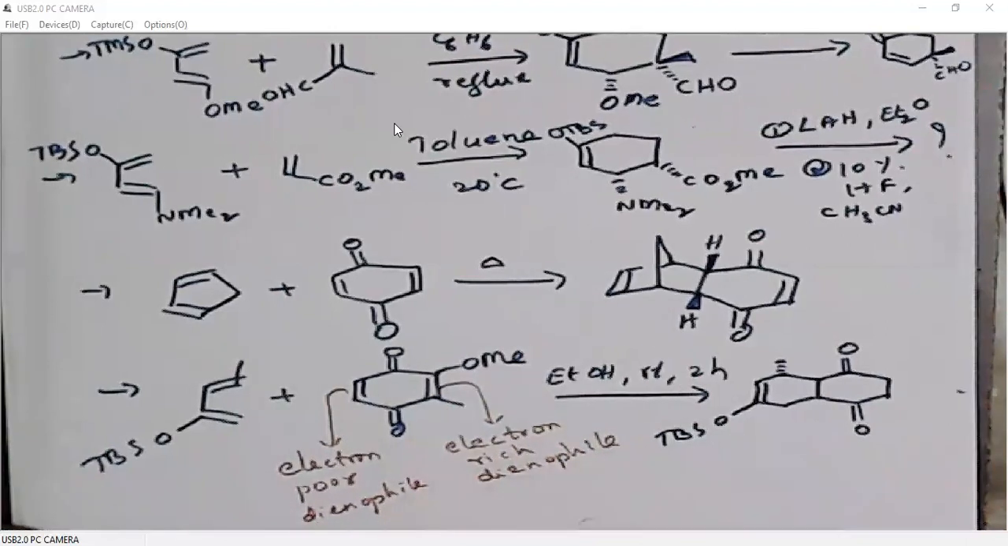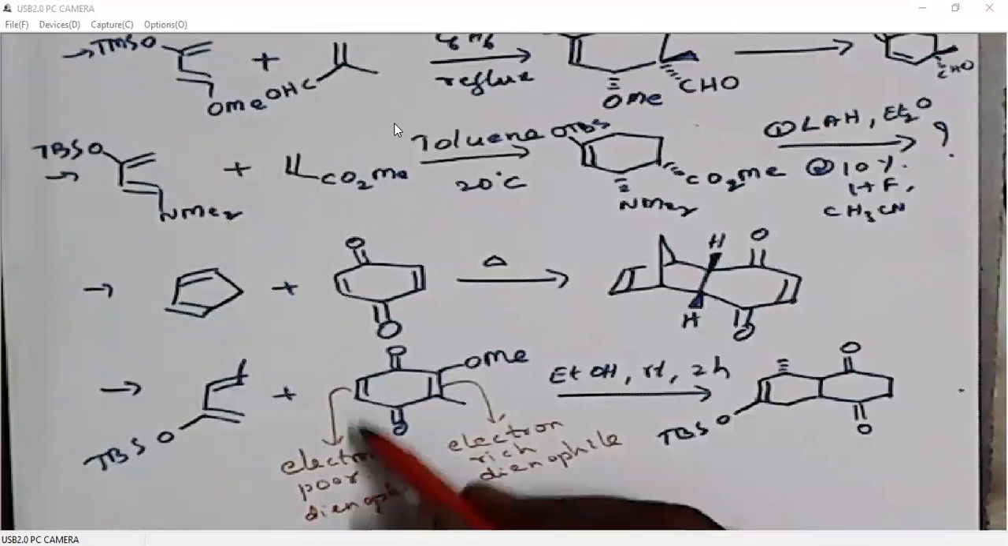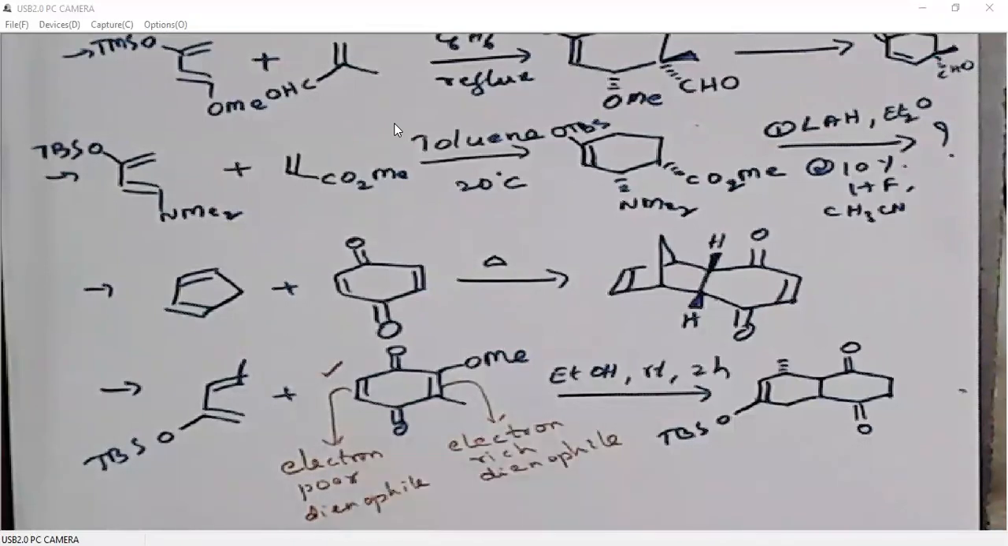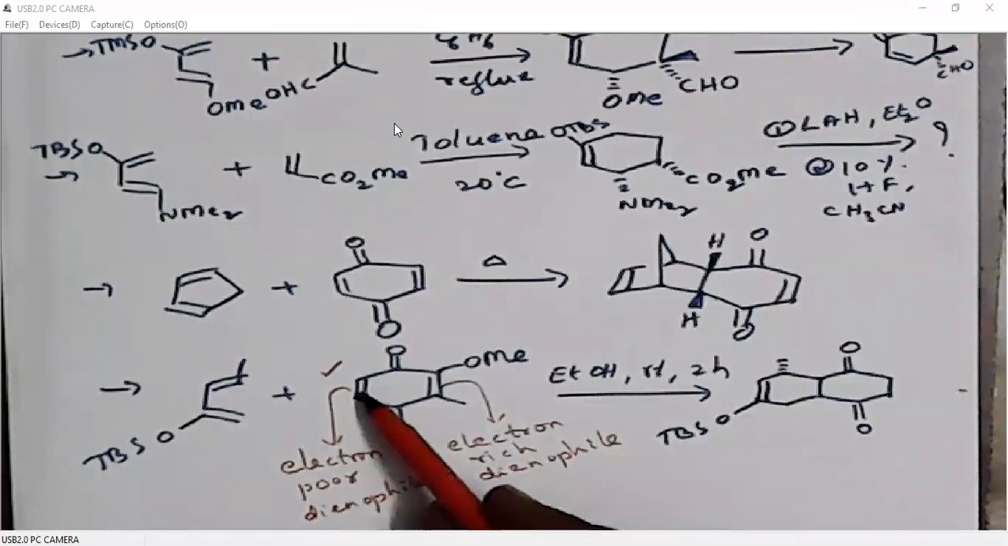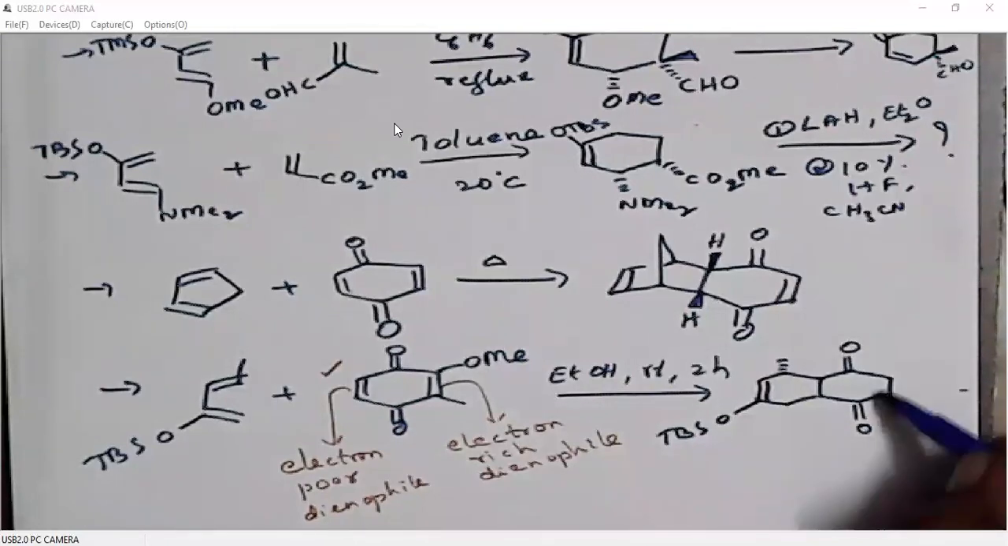So as I said in the beginning of the Diels-Alder reaction, diene must be electron rich, dienophile must be electron poor. So according to that rule, this double bond will undergo Diels-Alder reaction. So this dienophile is utilized in the Diels-Alder reaction. So this will not undergo. So we will have these things as it is.